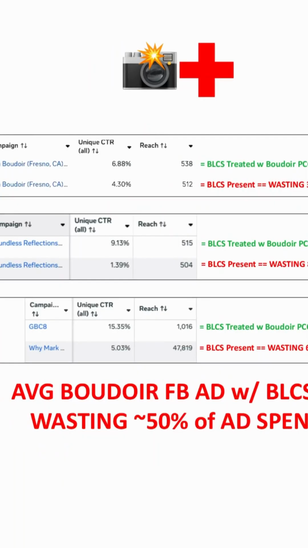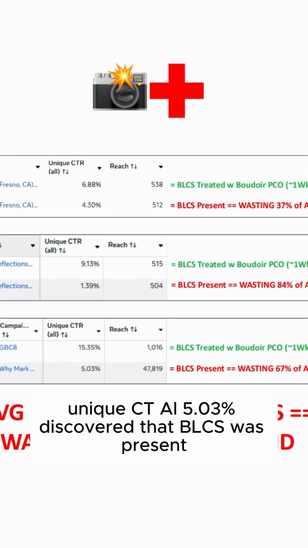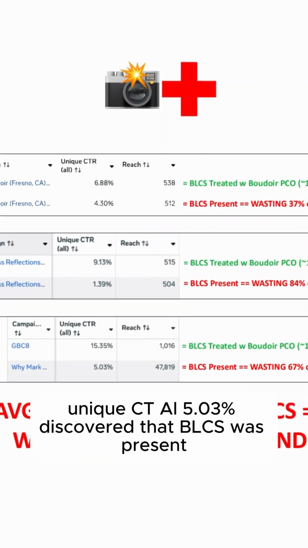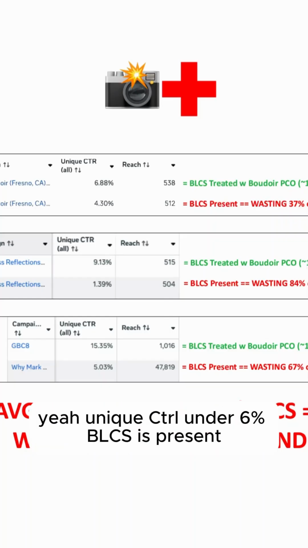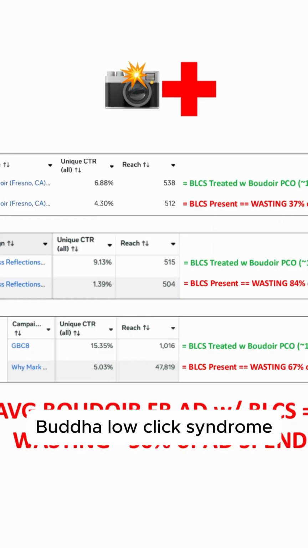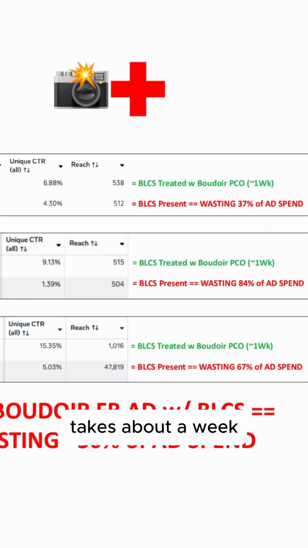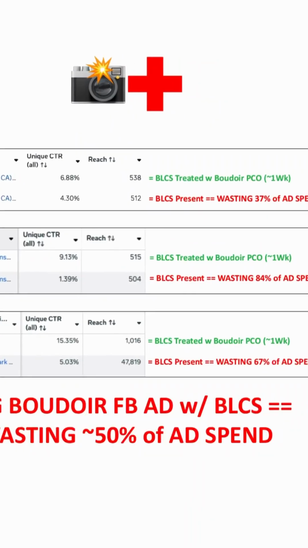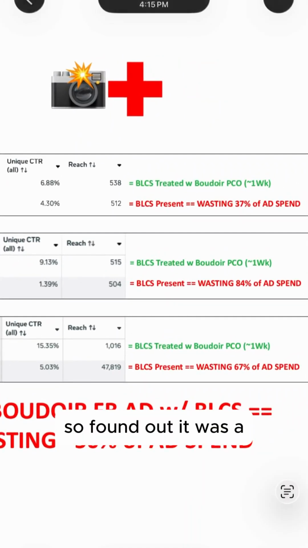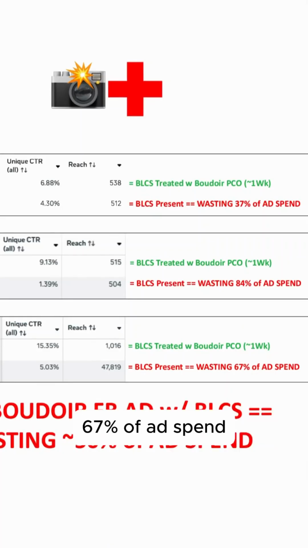Finally, my hospital now had a patient come in, unique CTRL 5.03%, discovered that BLCS was present. Unique CTRL under 6%, BLCS is present, Boudoir low click syndrome. So now we got the solution. We can treat it with Boudoir Pico. It takes about a week. And we got the unique CTRL up to 15.35%. So we found out the original Boudoir Facebook ad was wasting 67% of ad spend.